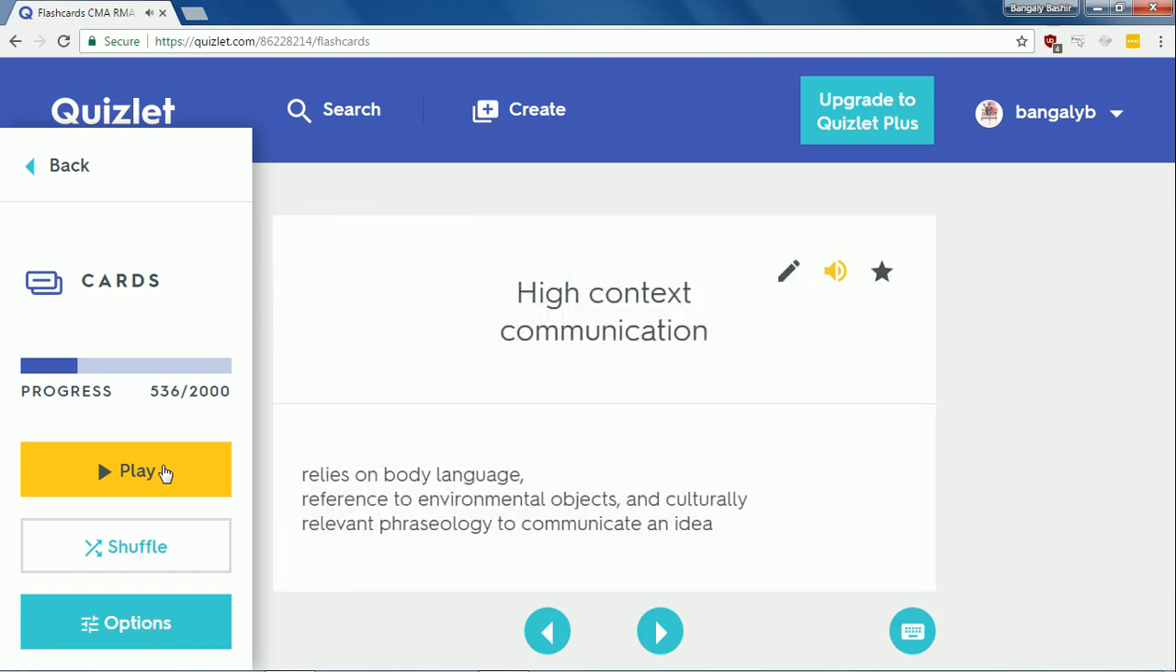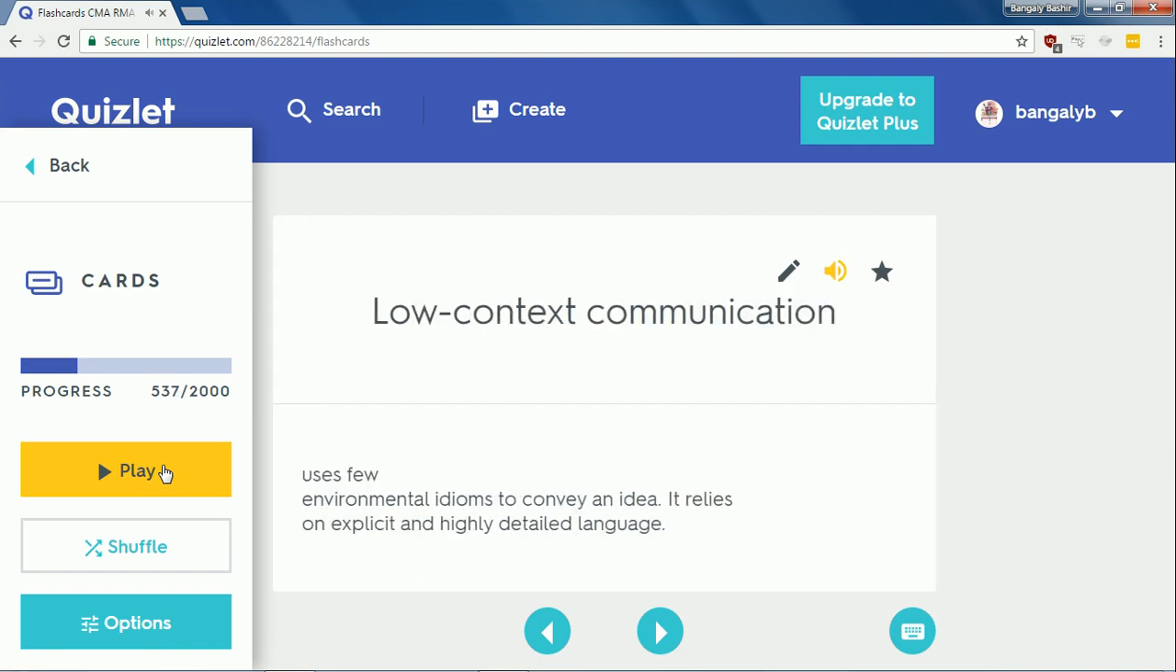High context communication relies on body language, reference to environmental objects, and culturally relevant phraseology to communicate an idea. Low context communication uses few environmental idioms to convey an idea. It relies on explicit and highly detailed language.